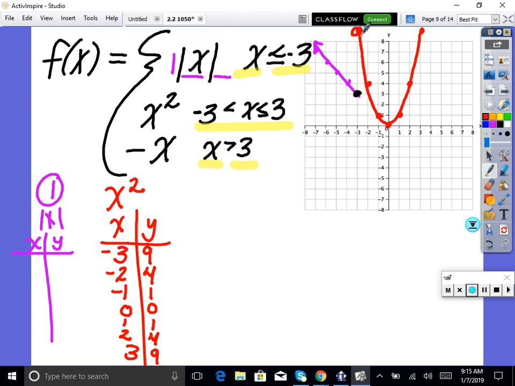That's looking good then. Now it says including 3, so I go over to 3, locate the function. It's up there. So it's a closed circle at 3. Any questions on graphing the quadratic? And now moving on to graphing this line.